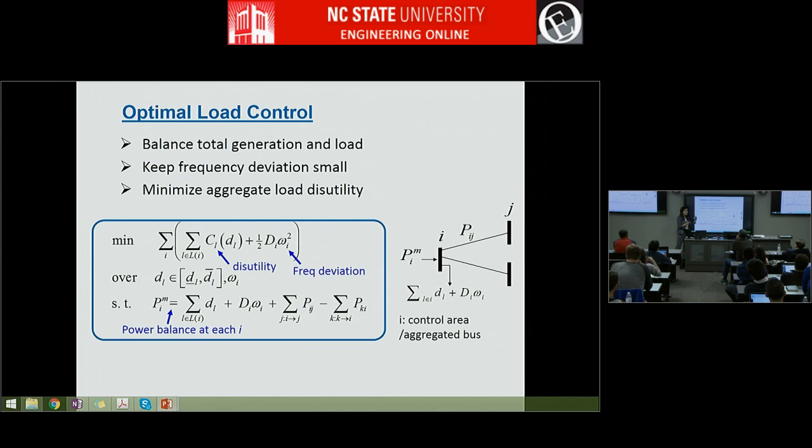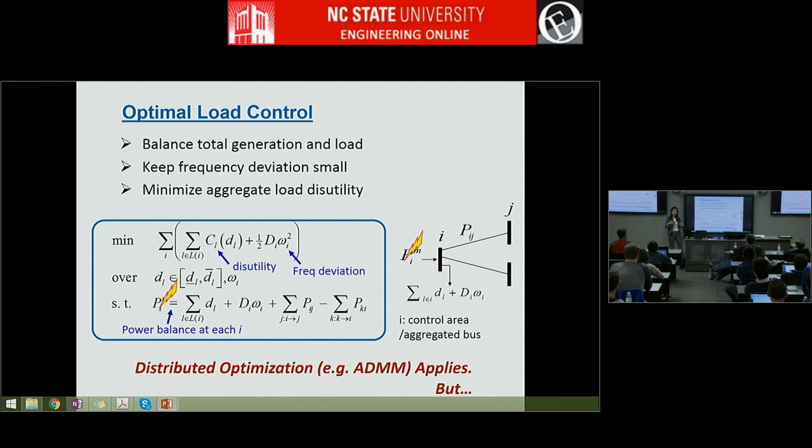So here I want to guarantee the power balance for each area or each bus. I can formulate this as an optimization problem. If I assume this is convex, it's a convex optimization problem with linear constraints. It looks very simple to solve when the disturbance happens. And if I want to put millions or billions of nodes in the system, I can use a distributed optimization tool, for example ADMM, to coordinate different appliances.